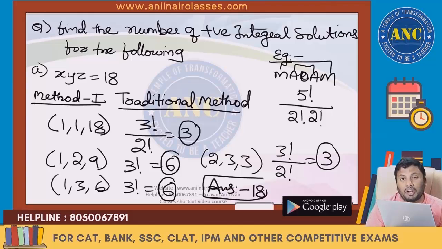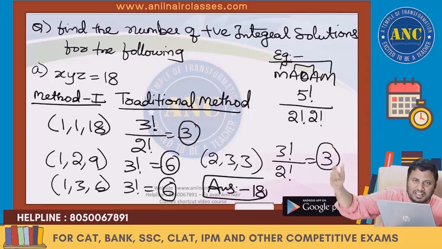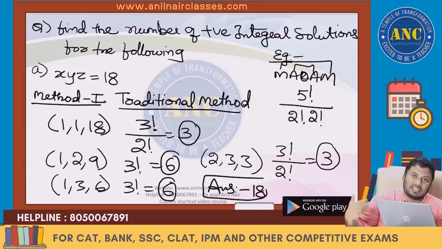What if it is 120? What if it is 2^6 into 3^4 into 5^2? If the number value increases, finding this is an extremely difficult task. So that is the reason.